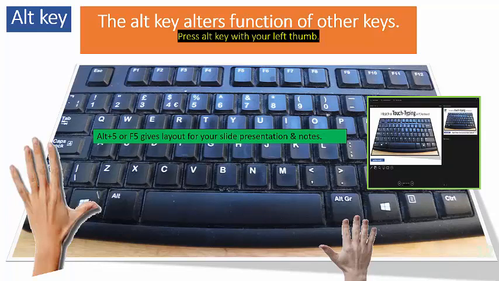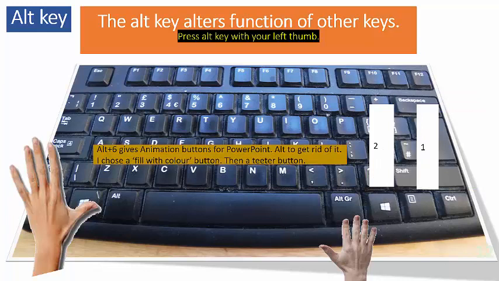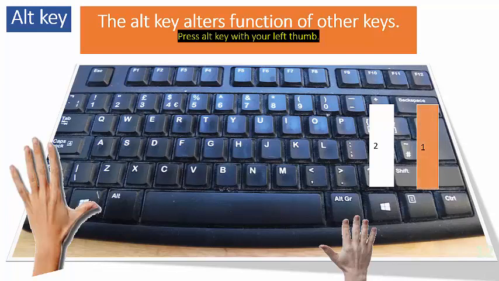Alt plus 5 or F5, and it works with both, gives layout for your slide presentation and notes. Alt F6 gives you a screen of animation buttons for PowerPoint. I tried copying these, but every time I copied them, they disappeared. They wouldn't let me copy them. Alt to get rid of them. Now, just to show I used them, I chose Fill with Color on one and Jiggle on two.